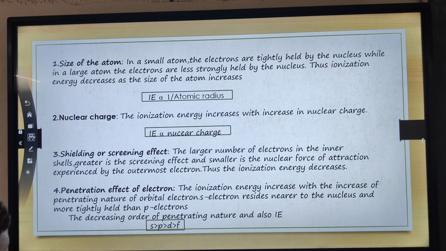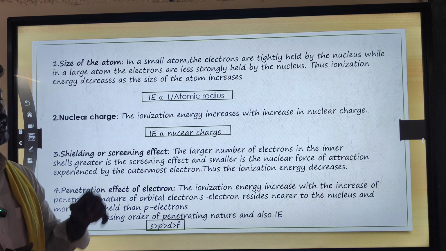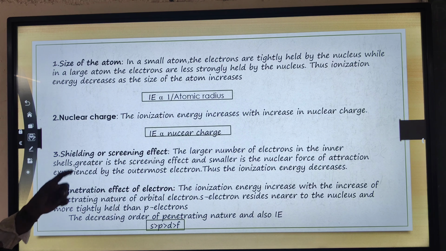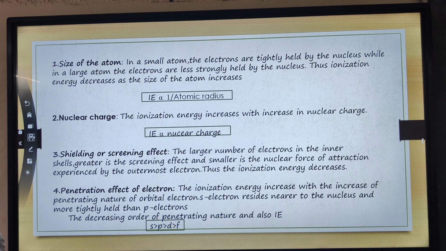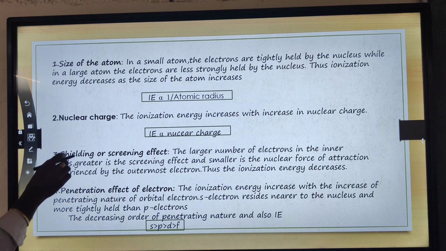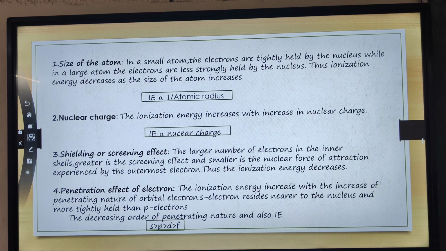The next one, shielding or screening effect. The larger the number of electrons in inner shells, the greater the shielding effect. What is the meaning of shielding effect? The inner electrons decrease the force of attraction of the center on the outermost electrons. That is the shielding effect. I will explain the shielding effect in a separate topic. Now we are going to understand the relation between screening effect and ionization energy. If the screening effect increases, ionization energy decreases. Therefore, ionization energy and screening effect are inversely proportional, like atomic radius and ionization energy.